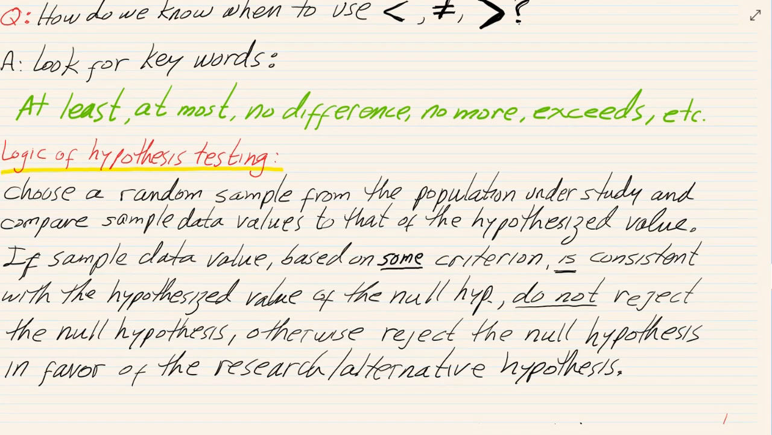So if the sample data value, based on some criterion, is consistent with the hypothesized value, then we don't reject it. Now the question is, what is that criterion? We'll talk more about that. Otherwise, we're going to reject the null in favor of the researcher's claim, that is, the alternative hypothesis.